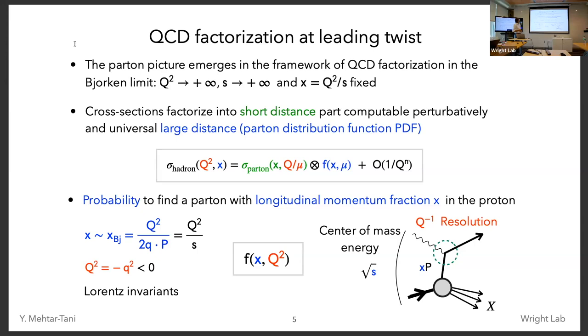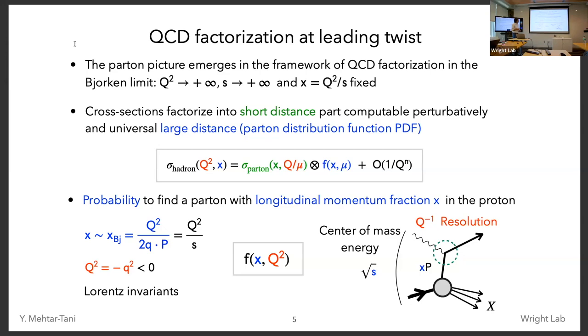Okay, so what is the framework that led to this picture of partons? Well, at very high Q squared, this is where the parton picture emerges, based on the QCD factorization. High Q squared, high center of mass energy, the center of mass of the system here being photon and proton. When Q squared goes to infinity, S goes to infinity. So we're looking at really short distances, but keeping X, this ratio Q squared over S, fixed. X, again, is the variable that I discussed.